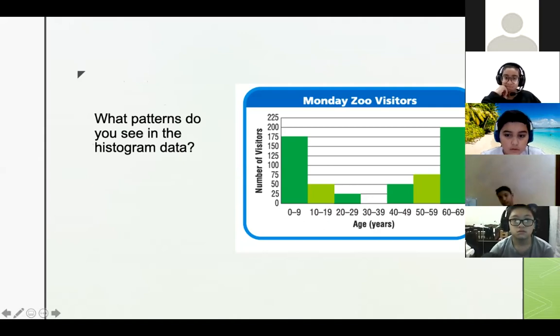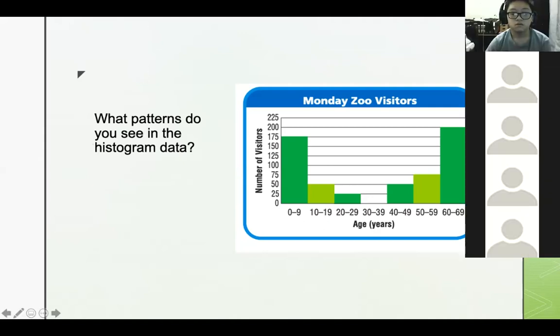Okay, so Turkey, what does this data set describe? Look at the histogram. The information given, the values are of whom? Monday zoo visitors. So the visitors of a zoo on Monday. Muhammad Nasser, am I talking about the length of the visitors? No, about what? The age. About their age.